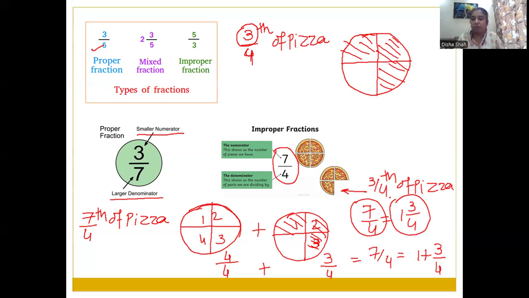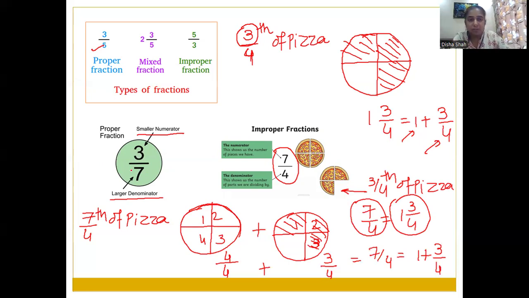Now, why is this called a mixed fraction? So, this is called a mixed fraction because 1 3/4 का मतलब ये होता है, this is 1 plus 3/4, wherein 1 is a whole number and 3/4 is a fraction. तो ये दोनों का mix है, whole number भी है, fraction भी है. So, this is called a mixed fraction.